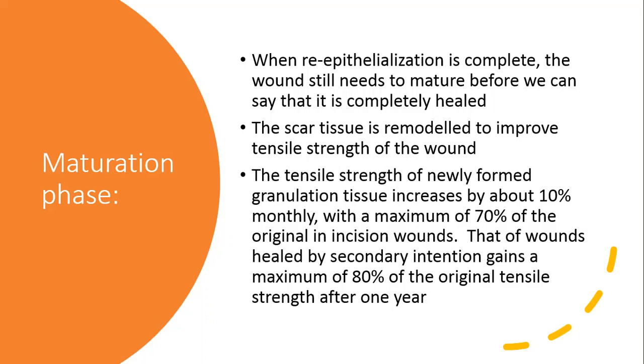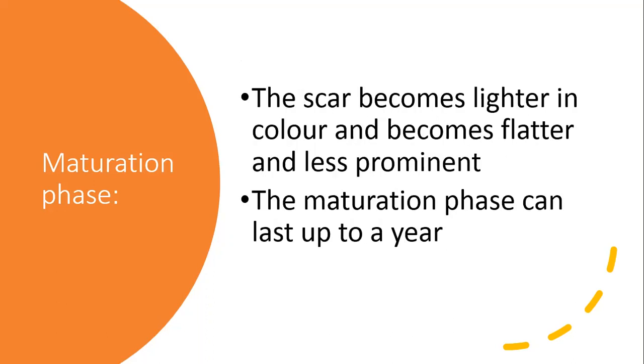Okay, so wounds that are healed by secondary intention, remember the hole that we dug and we had to close, will only gain a maximum of 80% of the original tensile strength after 1 year. So that's why it's very important, even after the wound has healed and it's in the maturation phase, to make sure that nothing causes breakdown of that scar. With incision, it's only 70% of the original. With secondary intention wound healing, a maximum of 80% of the tensile strength after 1 year.